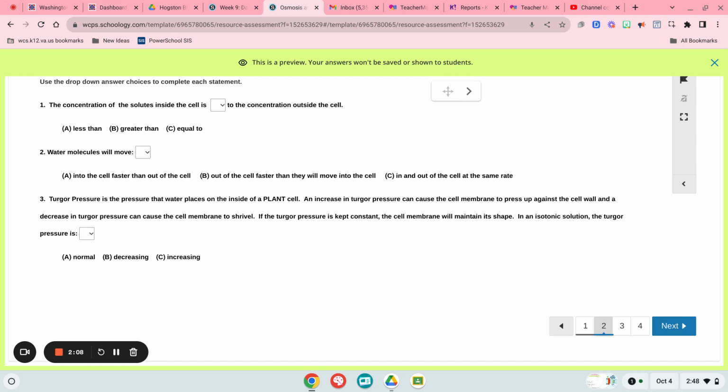So if the turgor pressure increases or decreases, then we could see a change in the size of the plant cell. But if the turgor pressure remains constant, then the cell membrane will maintain its shape. So in an isotonic solution, will the cell A, remain normal, B, get smaller, decrease, or C, increase? So the turgor pressure and the cell kind of go hand in hand.